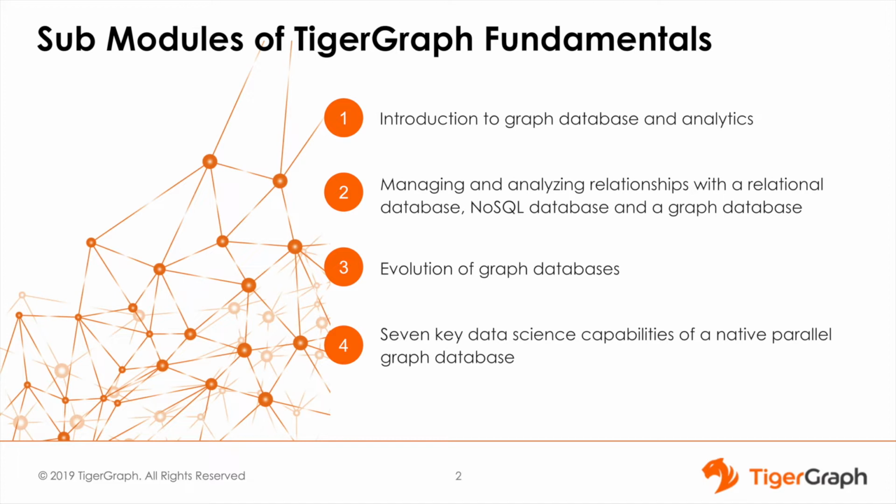The third module is focused on the 3 generations of graph databases, while the fourth module gets into the 7 key capabilities for data science delivered by the 3rd generation or native parallel graph. We have included learning objectives for each module as well as multiple recap charts to facilitate your journey into the world of graph databases. As always, we welcome all feedback, and you can reach us at tigergraph.com to provide your feedback.